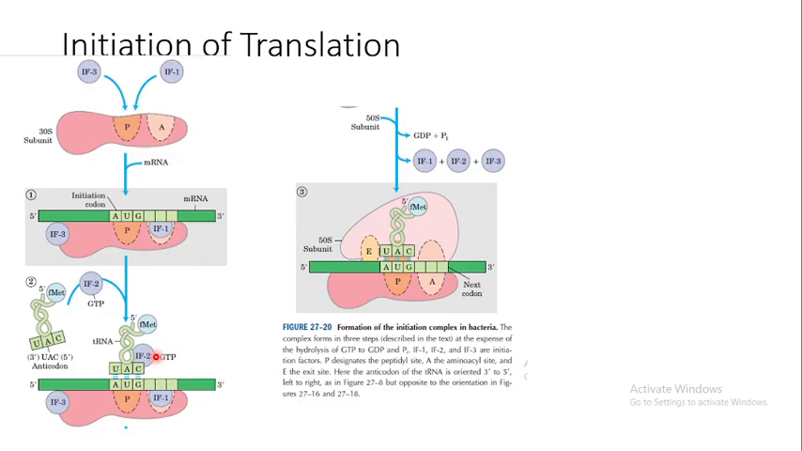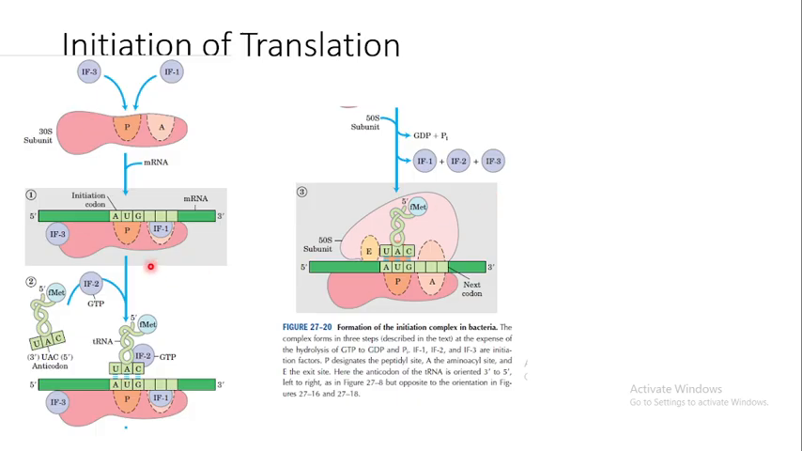The GTP hydrolysis will take place. So IF2 GTP will be released as GDP and Pi. Then IF1, 2 and 3 will all be released. Then at the last step, the 50S ribosomal subunit will come and bind, right? So now the translation process will be initiated, right?